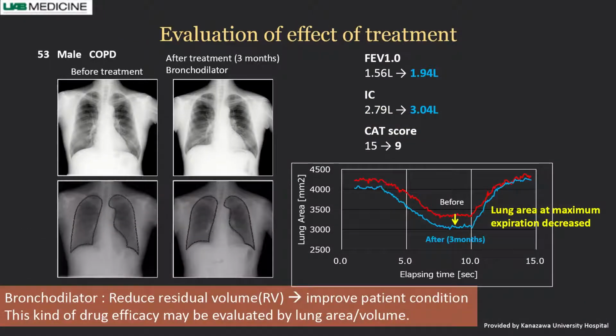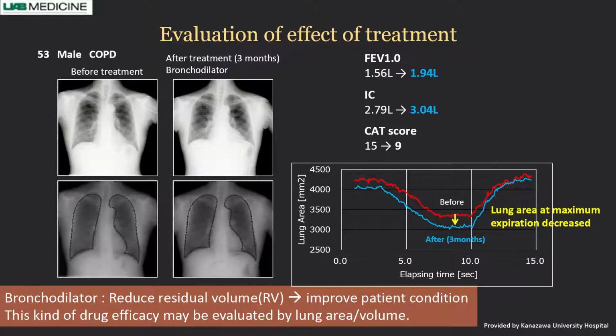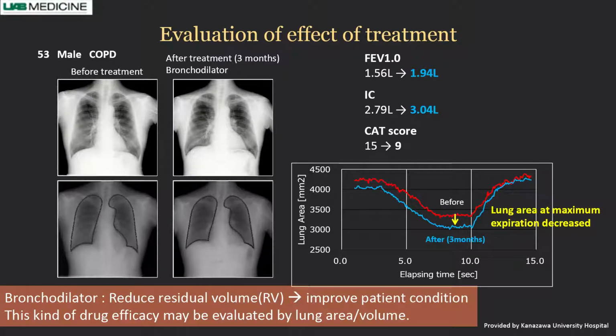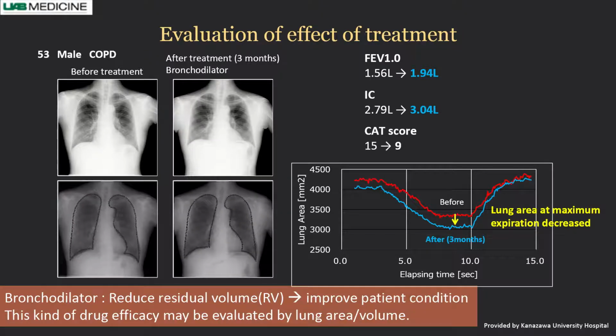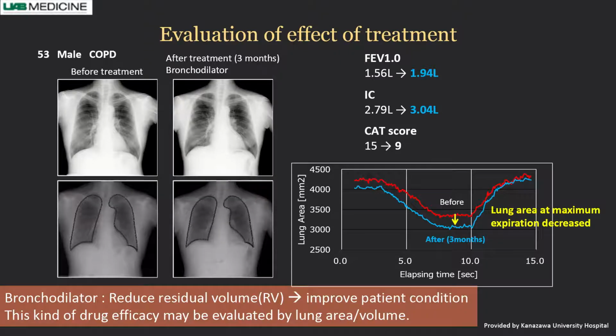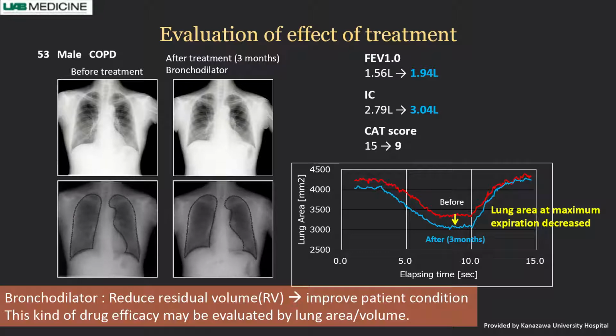What about the effect of treatment, bronchodilator? Here is a 53-year-old with COPD. Before treatment, you can look at the lung areas, and after 3 months of bronchodilator, clearly the lung areas are better. They are expanding better. They have increased expiration, so less residual volume, and you can plot them showing before treatment and after treatment. I think this is a very good modality to look at the effectiveness of any treatment for asthma or any condition where you are trying to give bronchodilator and look at the effect.